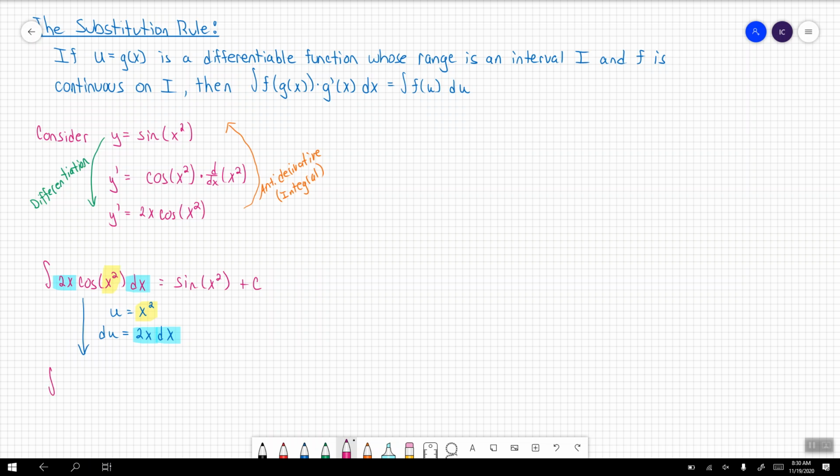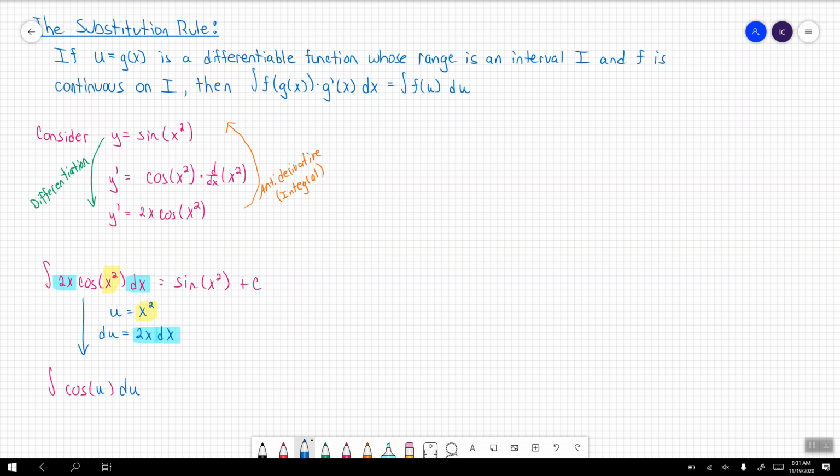Instead of saying that we have 2x cosine of x squared for our integrand with respect to dx, we're going to use the substitution here. The substitution says, so we have cosine of, no longer x squared, because that substitution is now u. So we're doing cosine of u, and then everything else left for that integrand, that 2x dx, matches directly with du.